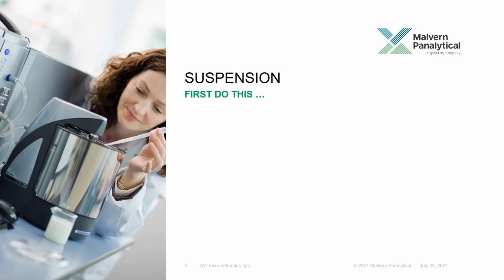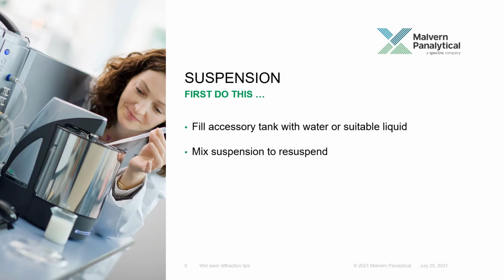Here are the steps needed for a suspension. Fill in the accessory tank with water, solvent, or oil, depending on the suspension carrier. Mix the suspension well to resuspend any settled material, and then, using a pipette, sample from the middle and add the sample to the accessory tank. Make sure that the pipette is wide enough to accommodate the larger particulates in your suspension.